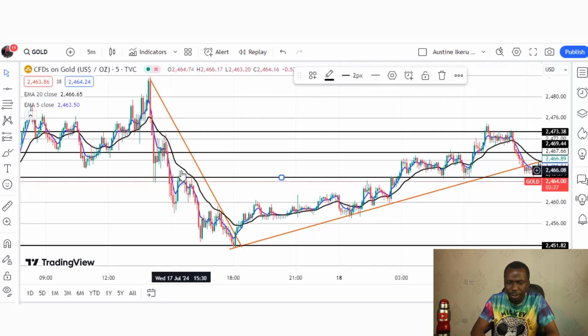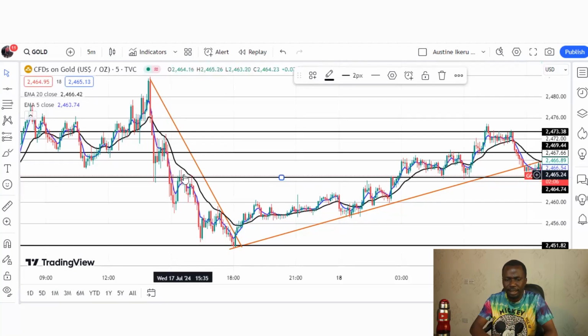These two rejections have already told us that the sellers are still in control. The buyers are finding it difficult to break this 20 EMA, right? Because if the price eventually breaks above this 20 EMA, that will be a new uptrend. So for the fact that these two candles were unable to break it, you can see the wicks, it confirms to us that the sellers are still in progress.